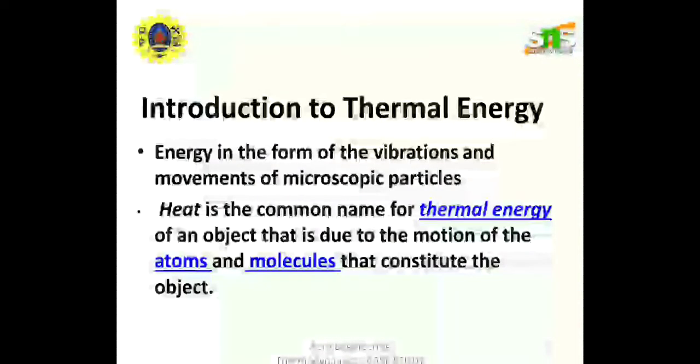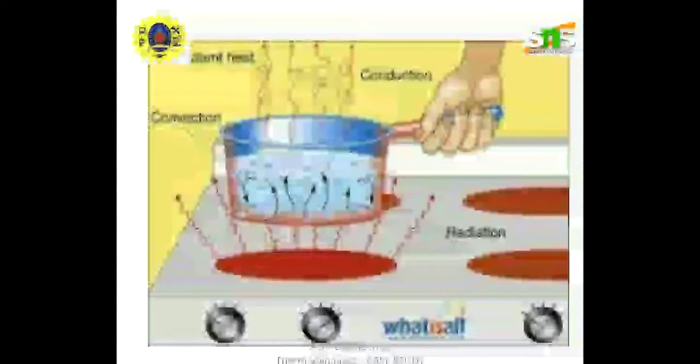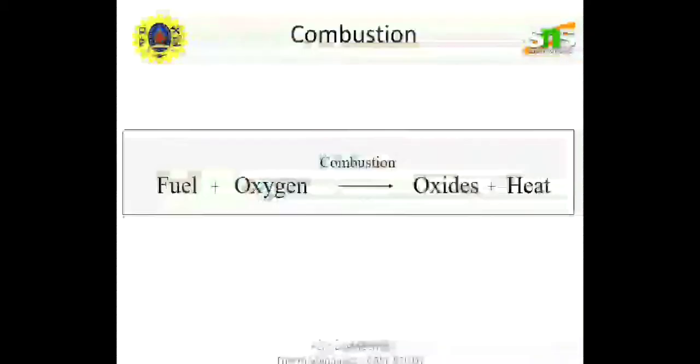Introduction to thermal energy. Heat is the common name for the thermal energy of an object that is due to the motion of the atoms and molecules that constitute the object, and energy in the form of the vibration and movements of microscopic particles. This is a heat conduction mode. There is conduction, convection, and radiation. This is how latent heat is produced.